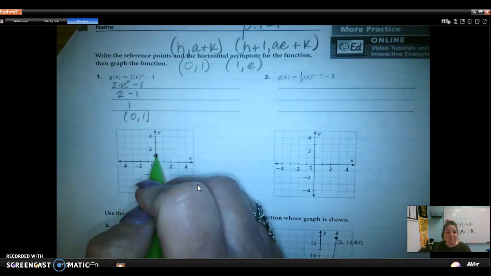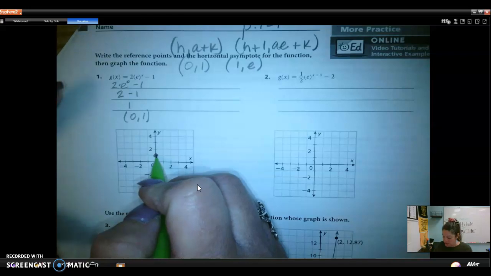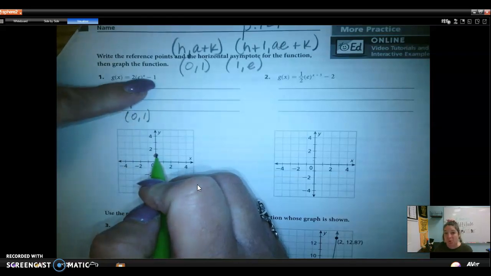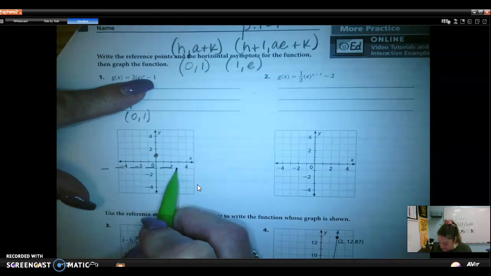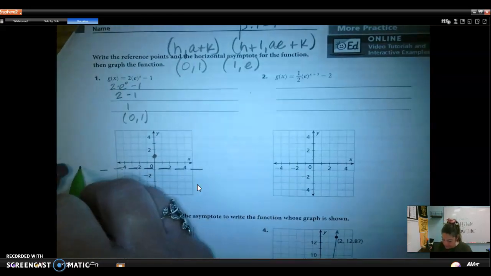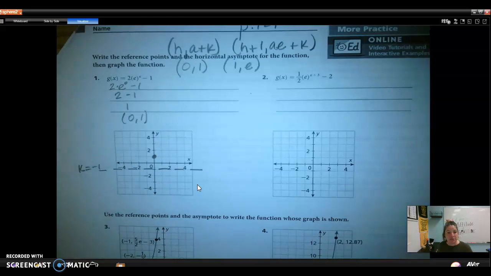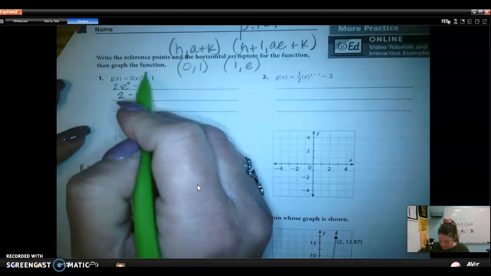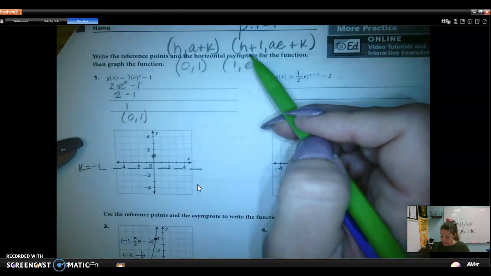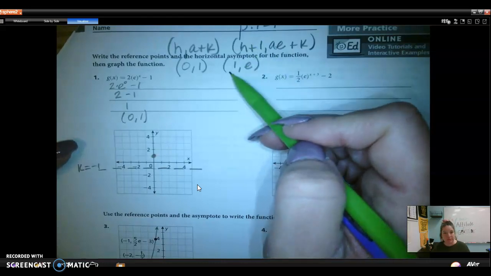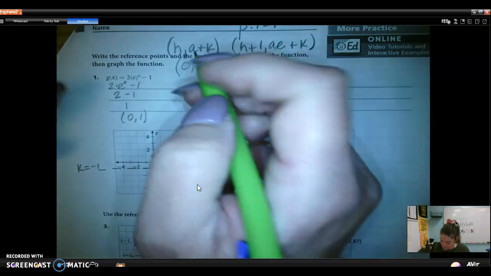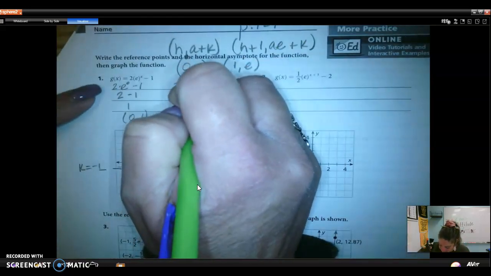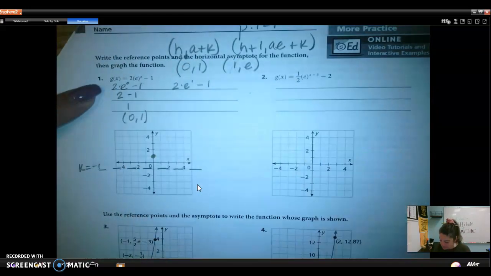While I'm down here, I may as well go plot my asymptote. Remember, your asymptote is always K. So at -1, I'm going to put a dashed line, because that is my K value. That's my asymptote every time. Then I'm going to go do the next reference point. Because my H was 0, I can go plug in the number 1. So 2 times e to the first power minus 1.